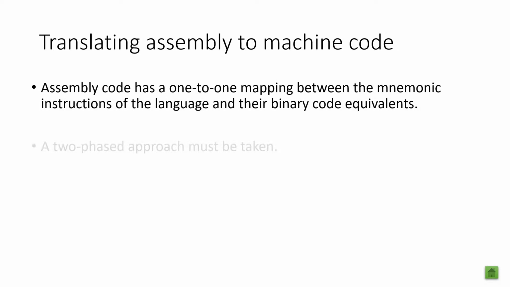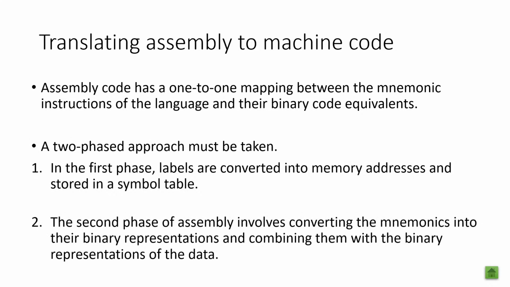Now assembly code has got that one-to-one mapping. You've got a two-phased approach. The first phase is to convert the mnemonics of assembly language into memory addresses and make sure that they can be stored in RAM. And we store them in a symbol table. So if you remember symbol tables, we've got identifier tables and reserved words tables. We've done that already in previous lessons. The second phase of assembly involves converting the mnemonics into their binary representations and combining them with binary representations of the data.